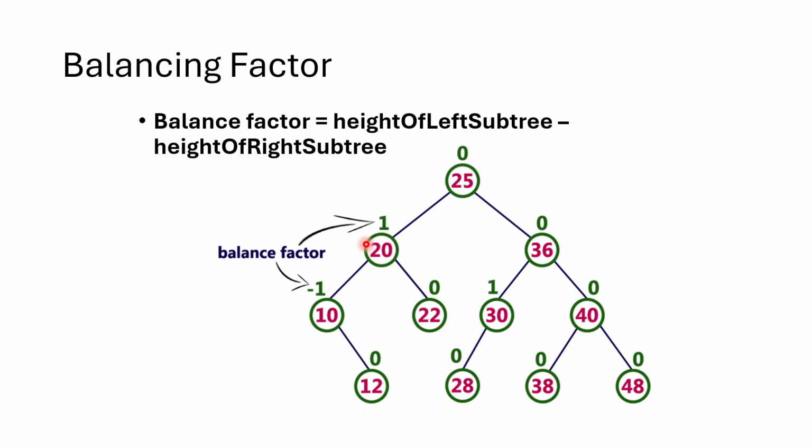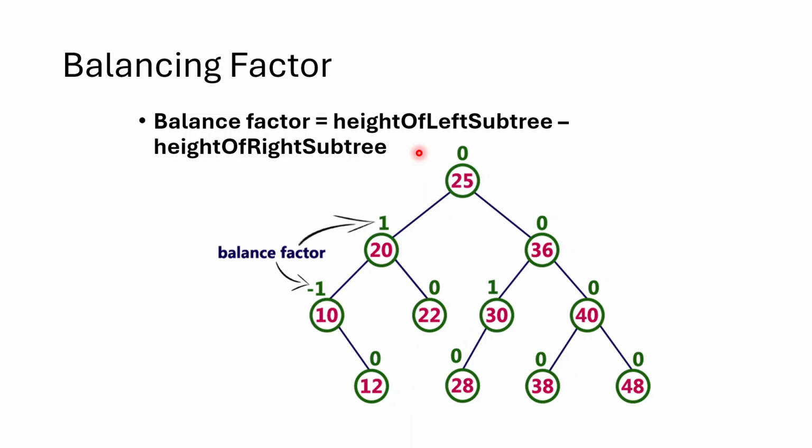Now for 20, the left subtree height is 1, 2. The right subtree of 20 is only 1. So 2 minus 1 is 1. For this node, there is no node on the left side, so 0. On the right subtree there is only one node. So 0 minus 1 is -1. Likewise, we have calculated the balancing factors for all the nodes.